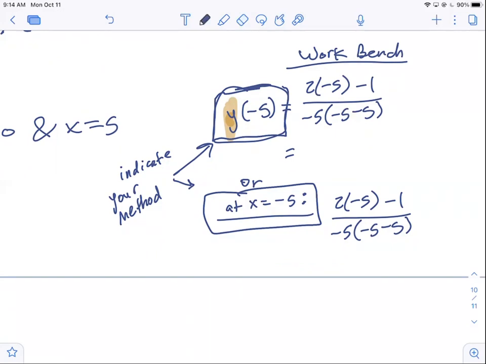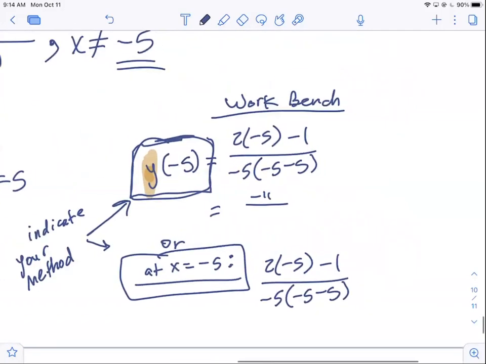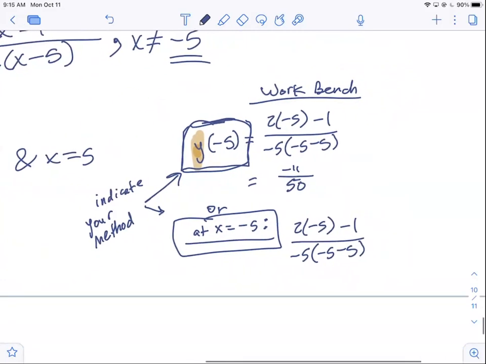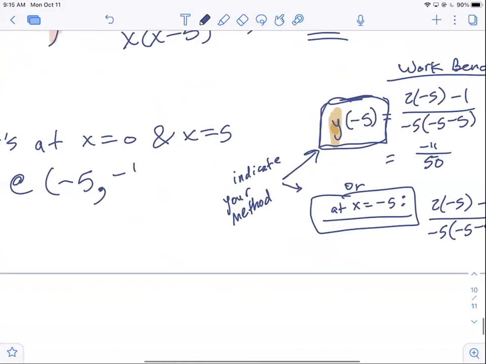What do we get in the top? Negative 11 over, oh, there's a lot of negative 5s down there. Be careful. That's a negative 10 on the inside, and a negative 10 times a negative 5 is a positive 50. So that doesn't simplify because 11 is prime. That's not a very pretty number, but you know what? Don't say that out loud because it'll hear you.